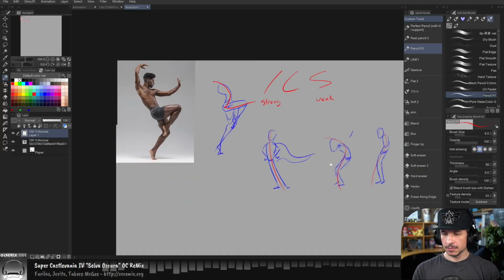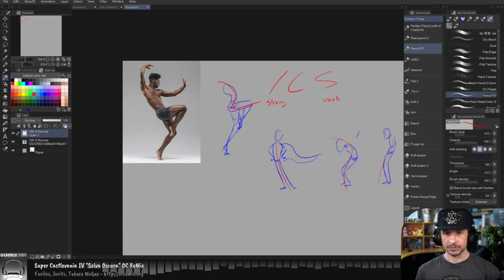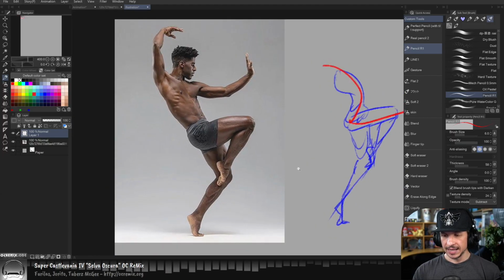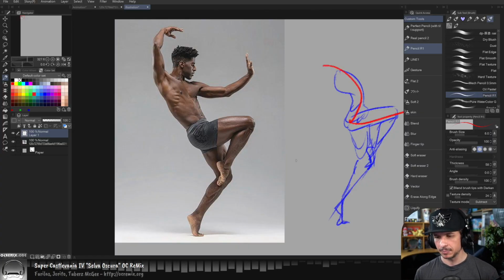So, line of action, very, very important for a lot of different reasons. The biggest one is understanding what's happening in the pose, and second, making sure it's a strong pose and is visually appealing. Now, the next thing that I tend to look for, the line of action is usually the first because it's the structure that I build the pose around. The next very important thing is balance.